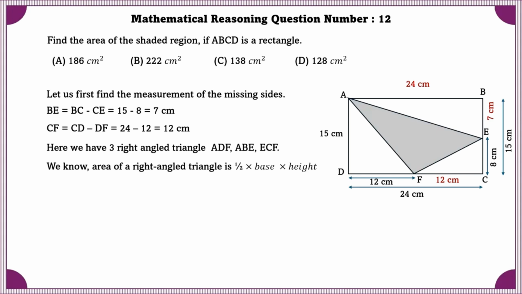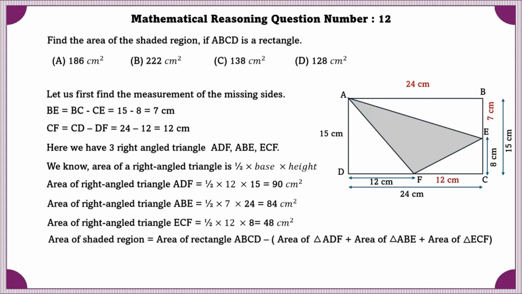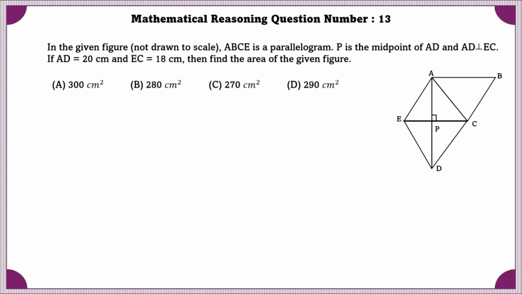We already know that the area of a right angle triangle is 1 by 2 into base into height. So let us calculate the area for all these three right angle triangles. Area of shaded region is equal to area of rectangle ABCD minus area of triangle ADF plus triangle ABE plus triangle ECF, which is equal to 138 centimeter square.